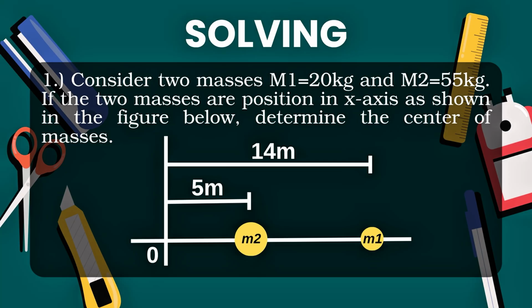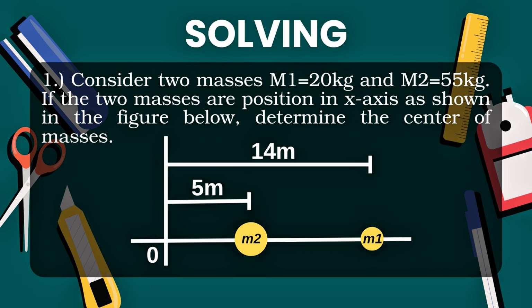Consider two masses m sub 1 is equal to 20 kilograms and m sub 2 is equal to 55 kilograms. If the two masses are positioned in x-axis as shown in the figure below, determine the center of mass. So now we know that the mass sub 1 is 20 kilograms and the mass sub 2 is 55 kilograms. You can also see in the image that it shows above its distance from the origin.